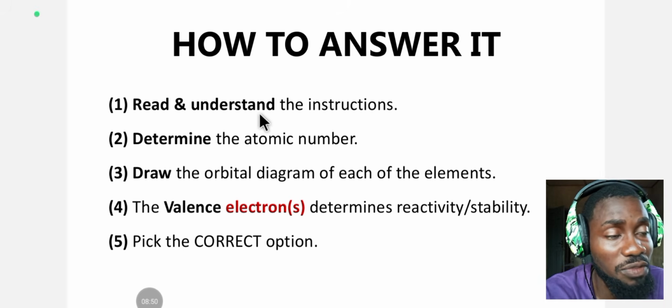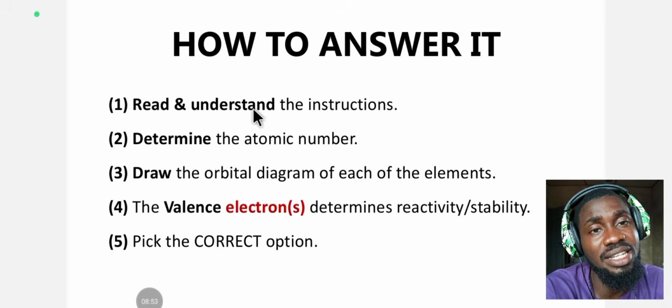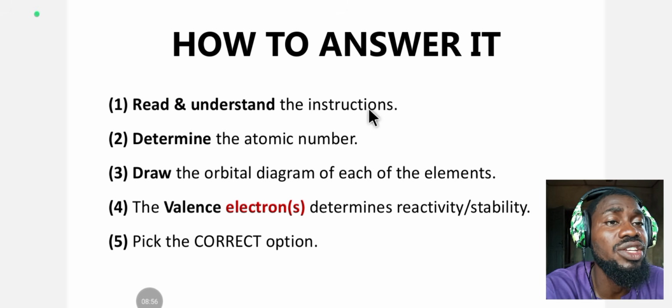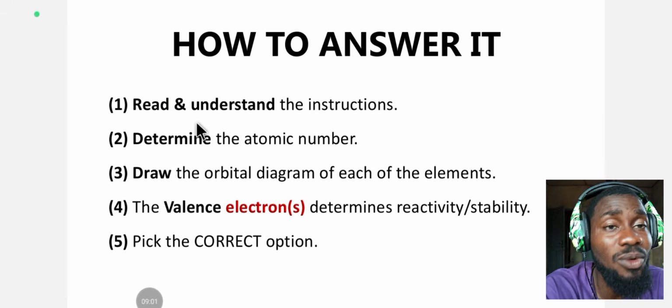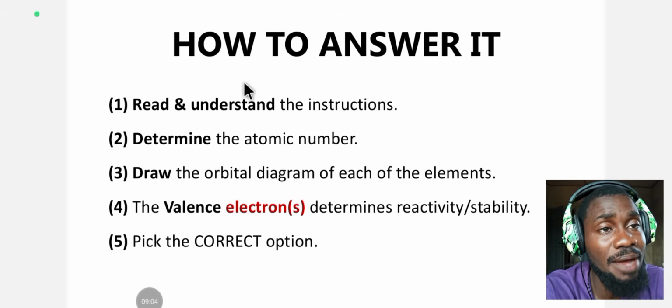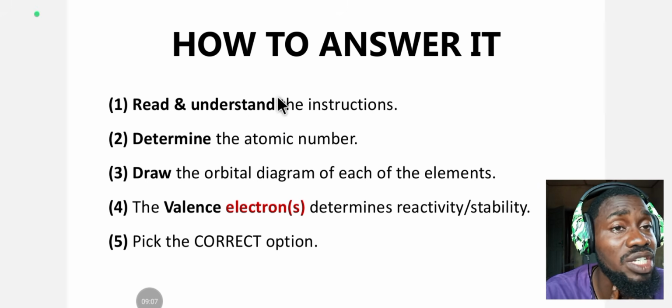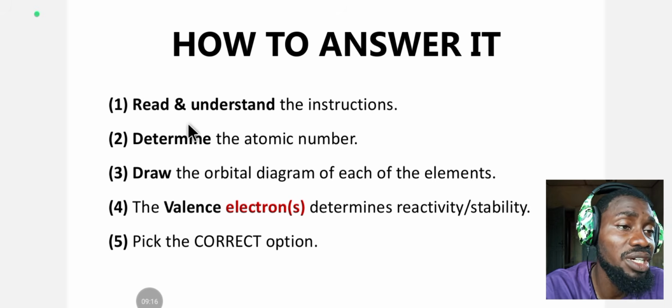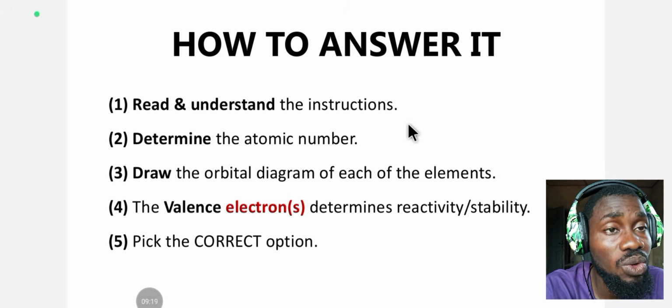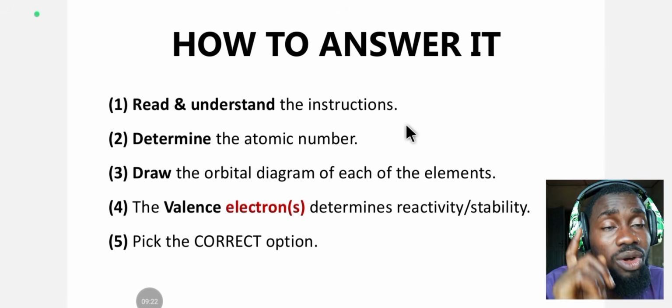First of all, the first thing you need to do in any exam you are taking is, number 1, read and understand the instructions first. This is the foundation of answering questions in exams. If you miss it here, reading and understanding instructions, you are going to fail. You've missed it all. So number 1: read, understand, and obey instructions.